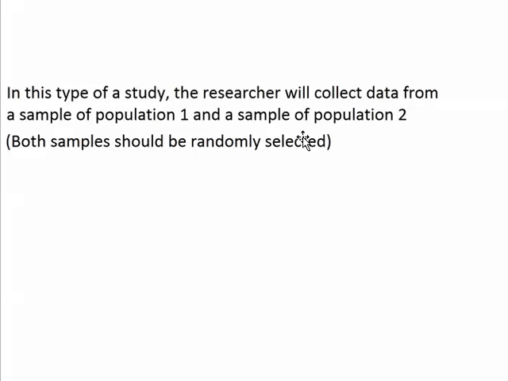Like I said, the two samples should be randomly selected in this type of study. Sometimes they're not randomly selected, but they should be. So here's the diagram. A researcher is randomly selecting a sample from population 1 and collecting data from the sample, and the researcher is randomly selecting a sample from population 2 and collecting data from the sample. If I want to know if there's an IQ difference between these two populations, I would record the IQs of the people in sample 1 and the IQs of the people in sample 2.